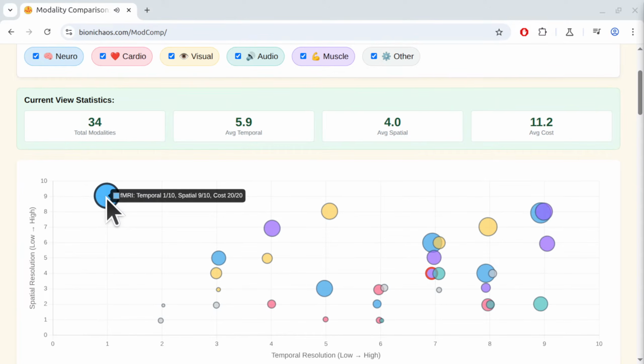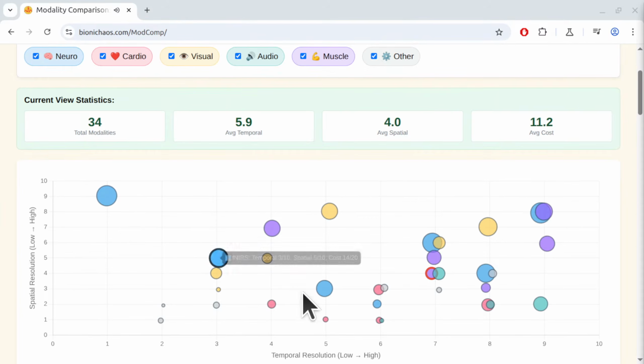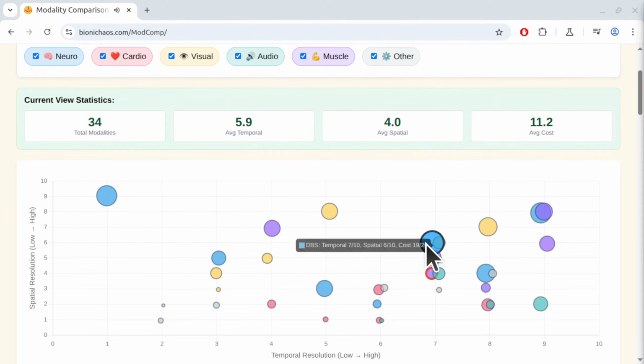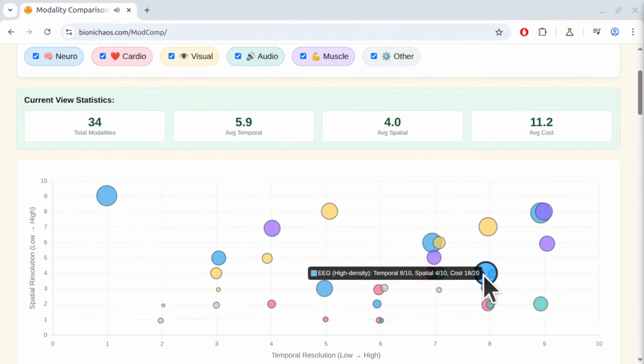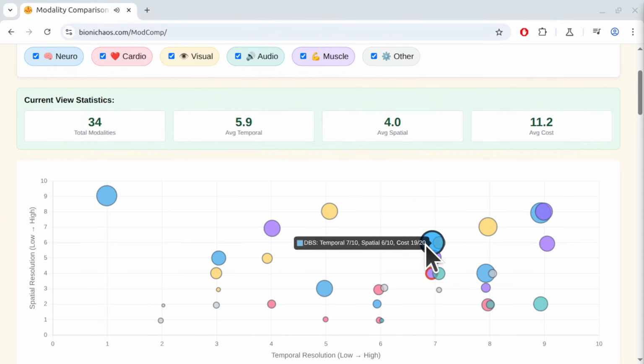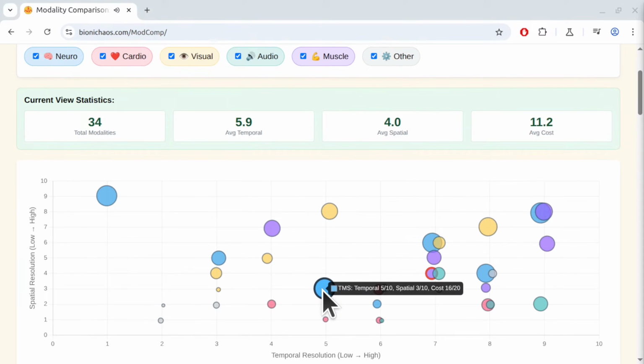Okay. And sometimes they combine it with faster methods like EEG to try and get the best of both worlds, the where from fMRI and the when from EEG. The cost reflects the huge superconducting magnets, the complex setup. It really is a spare no expense approach to spatial detail, even if the when is significantly delayed.